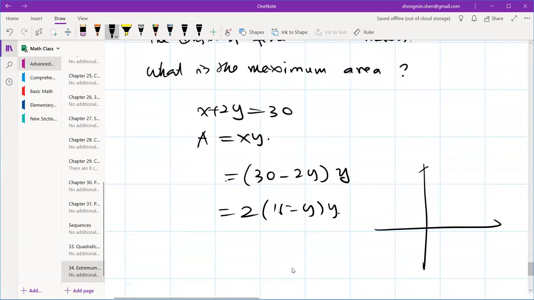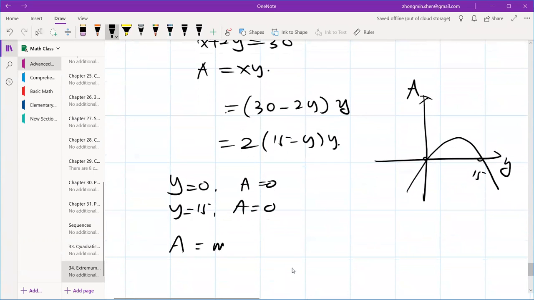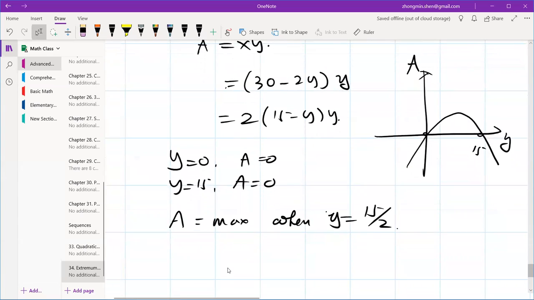So this is the y-axis, that's the x-axis, okay? And clearly, A equals 0 at y equals 0, and A equals 0 at y equals 15. So it opens downward. And it has a maximum value for the area when y equals half of 15, okay? A is maximum when y equals half of 15. You don't need to get the standard form of a quadratic function to find the maximum value, right?